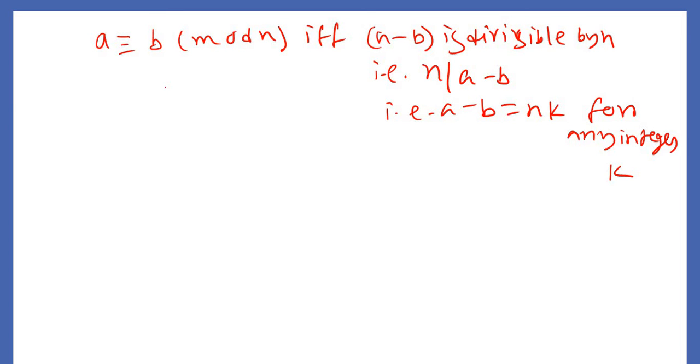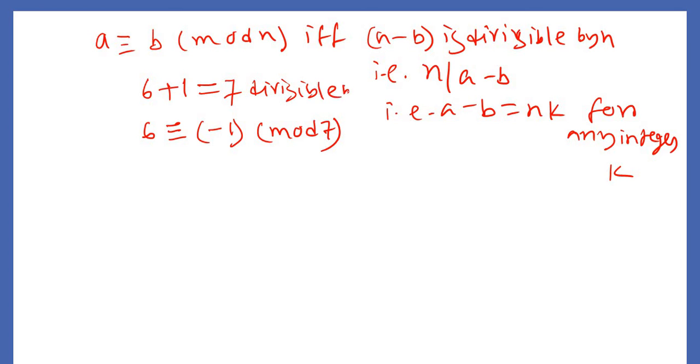Okay, now how do you get 7 from 6? If we add 1 to 6, then we get 7, right? Therefore in terms of modulo, we can write 6 congruent to minus 1 mod 7, because 6 minus of minus 1 is 7, which is divisible by 7. So we can write 6 congruent to minus 1 mod 7.